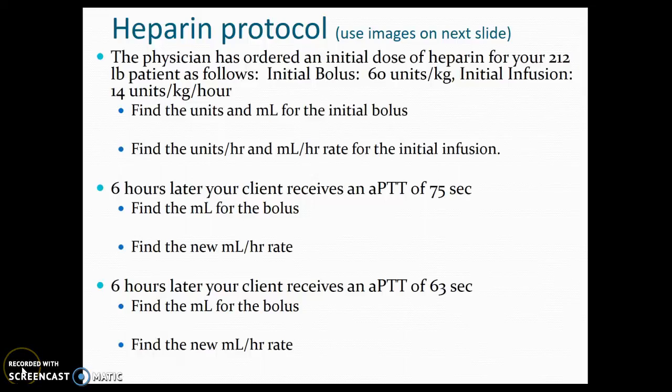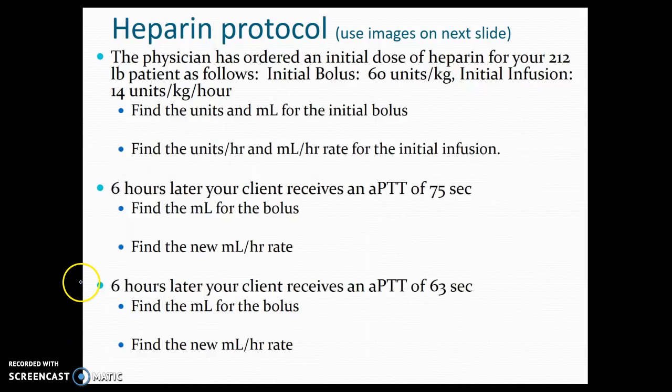We're going to do a second problem with a heparin protocol. Let's take a look at our problem. The physician has ordered an initial dose of heparin for your 212-pound patient as follows. Initial bolus is 60 units per kilogram, initial infusion 14 units per kilogram per hour.